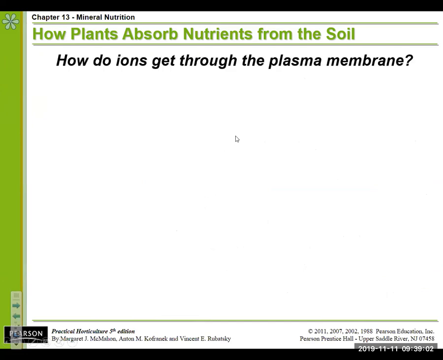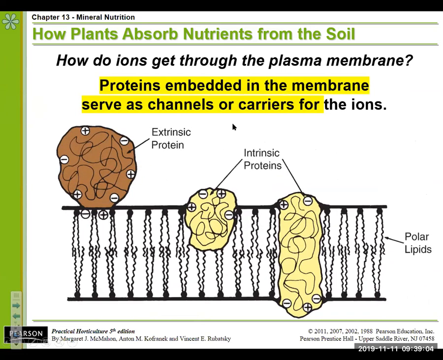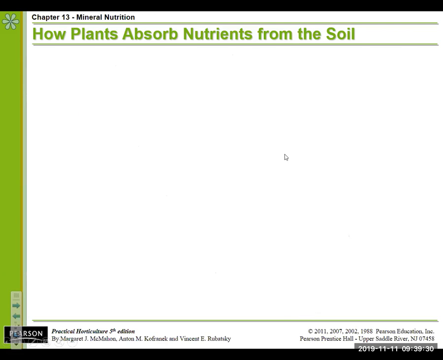So how do the ions actually get through the plasma membrane? How do they get through this barrier? It's kind of the same as we were talking about with photosynthesis. We've got these proteins that are embedded in the membrane that actually serve as channels or carriers for the ions, specific proteins for specific nutrients. So some of these exist on the outside of the cell wall, some of them are existing on the inside, and they're moving it through the membrane.